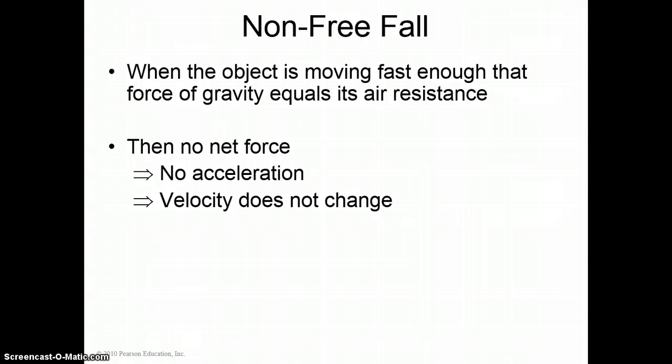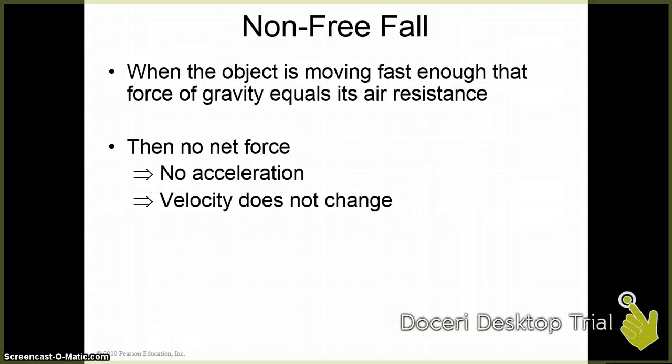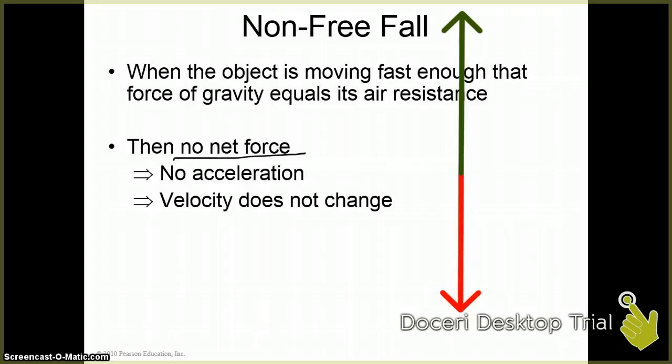Now what happens when the object is moving fast enough that the force of gravity equals its air resistance? When you have, in other words, this situation. Let's say that the red arrow is the force of gravity, and the green arrow pointing upwards is the force of air resistance. When the two equal each other, then you have no net force. Then you have this situation.